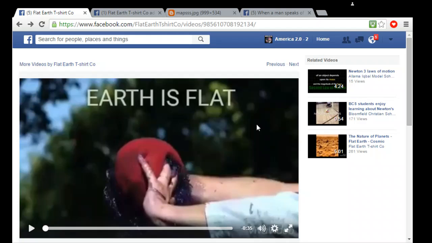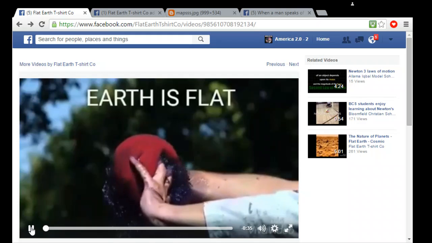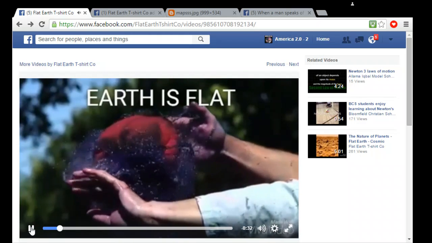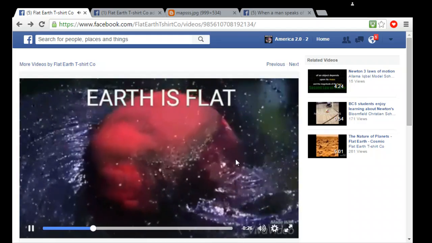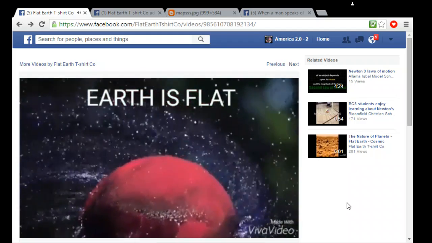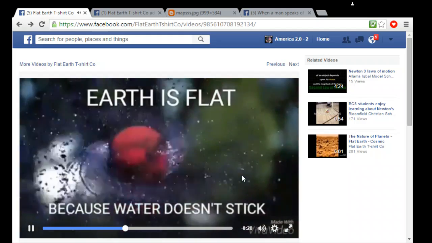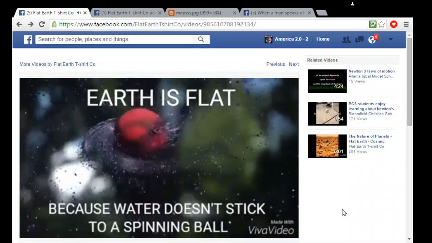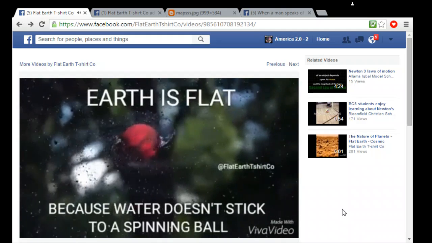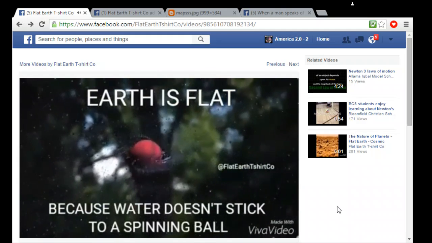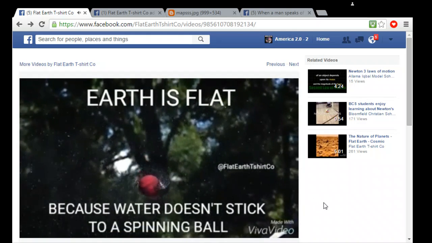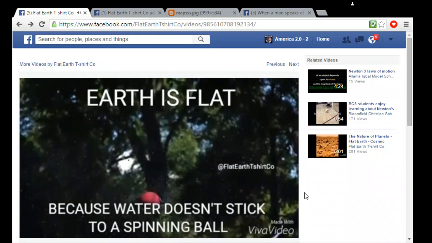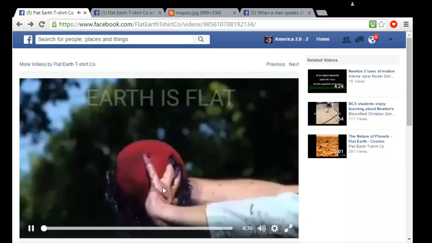So this is basically, the Earth is flat. This ball has water in it or some kind of liquid. And as you throw it, you can see as it spins outward and upward, the water or liquid spills out everywhere. Because water doesn't stick to a spinning ball. Imagine that, ladies and gentlemen. I'll show it one more time.